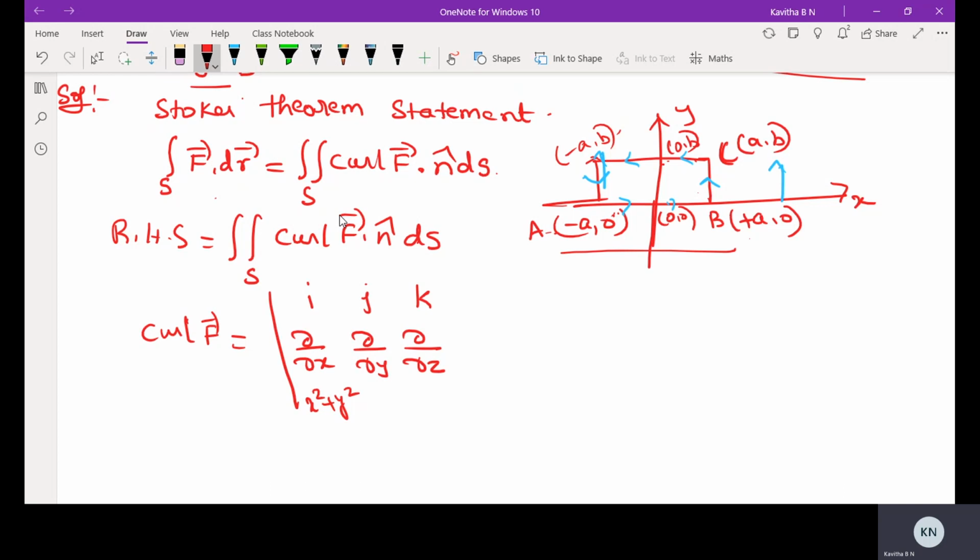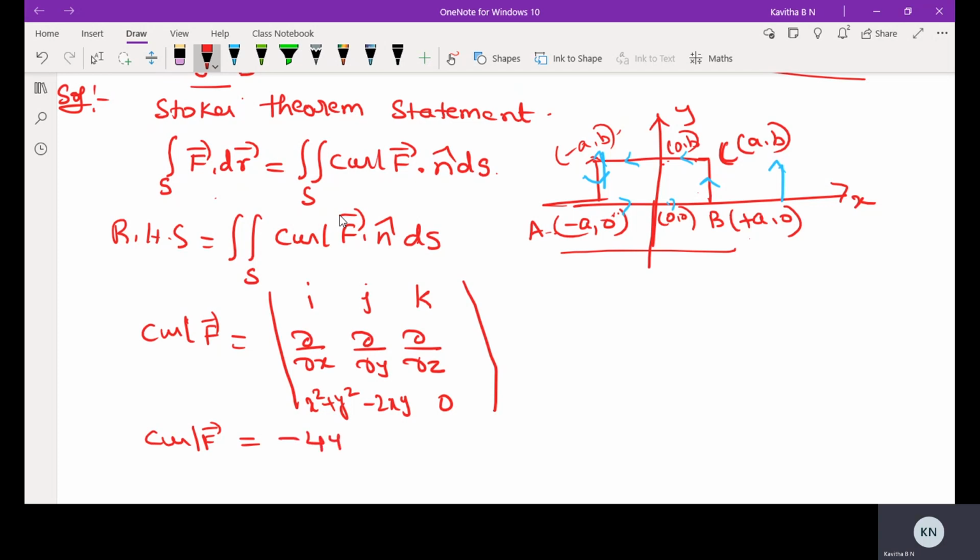The j term is minus 2xy, and del by del z is 0. Then in the previous problem I already showed how to simplify. If you simplify, it is the same as in the previous problem. Then simplify the curl of the vector F.